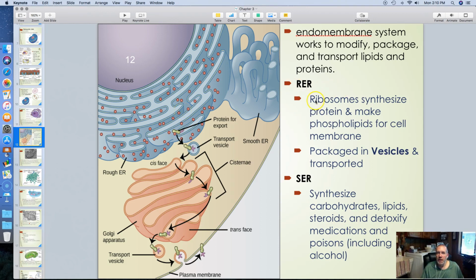So the rough endoplasmic reticulum, and specifically the ribosomes on the rough ER, actually make proteins. So again, they're getting all the raw materials from what we eat. They're making the proteins. They're also making the phospholipids, which we already talked about. If all of our cell membranes have phospholipids, then to make new cells, you need more phospholipids.